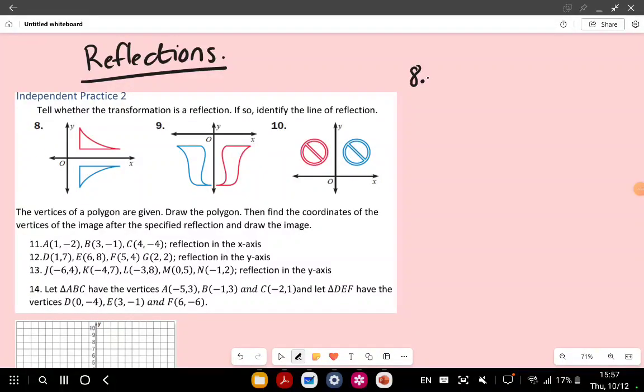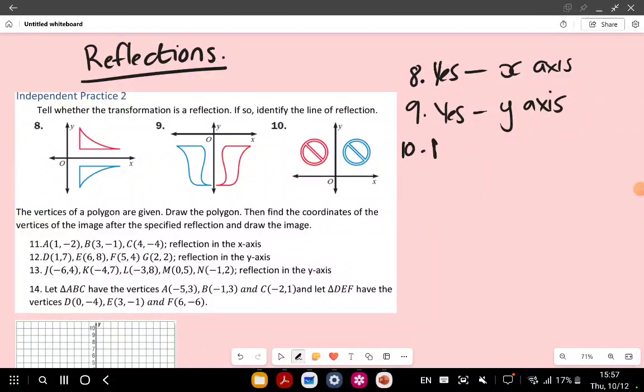So for question number 8, we are going to look at it and decide yes, it is a reflection. And the line of reflection is the x-axis. For question number 9, yes, it is a reflection and it's the y-axis. That's the line of reflection. Question number 10, no, it is not a reflection, but what it is is a transformation instead.